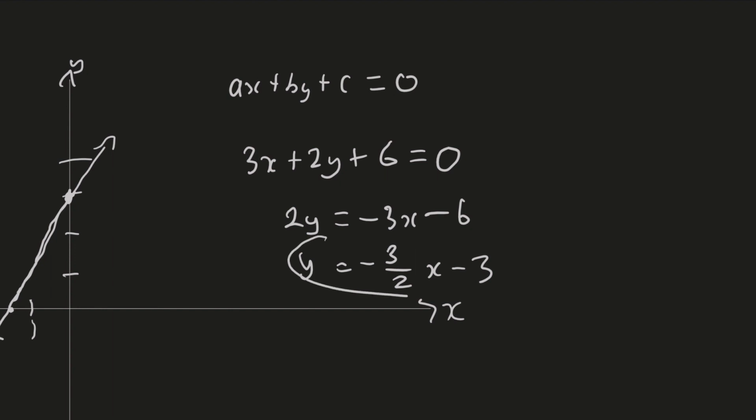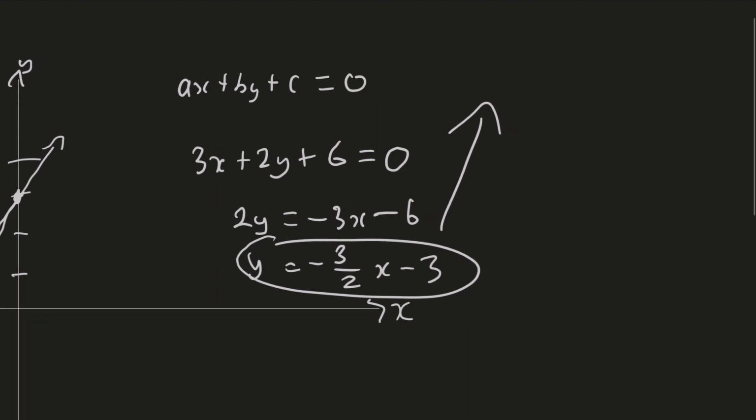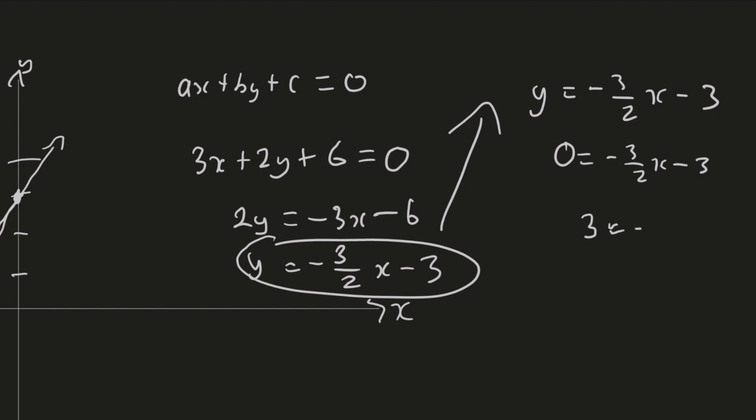So here I'm just going to continue it up here. Remember, for finding the x-intercept, we make y equal to 0. So y is equal to minus 3 on 2x minus 3. For the x-intercept, make y 0. So 0 is equal to minus 3 on 2x minus 3. And bring this 3 to the other side. So 3 is equal to minus 3 on 2x.